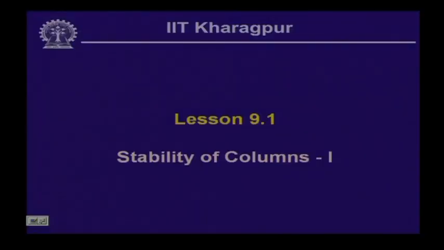Welcome to the first lesson of the 9th module, which is on stability of columns, part 1. In the previous modules we have discussed certain aspects of the stresses in members, and consequently we have looked into the effect of bending in a member, where we have evaluated the deflection of the member. Now, in this particular lesson we are going to discuss a different aspect, which is the stability of a member, which we designate as column.